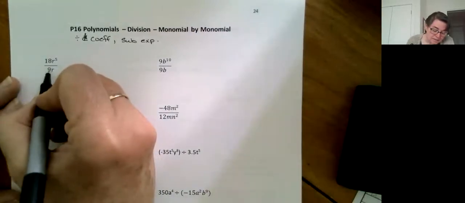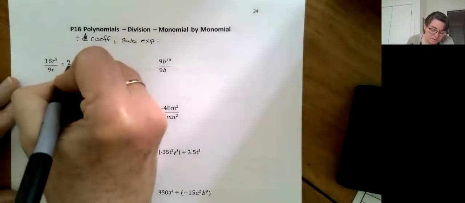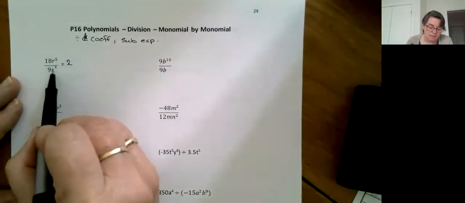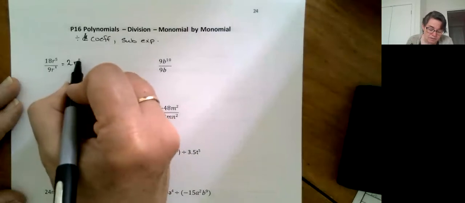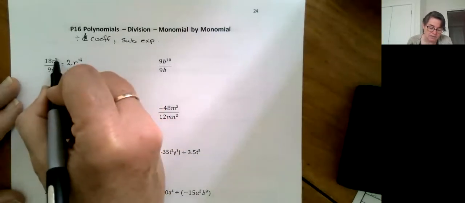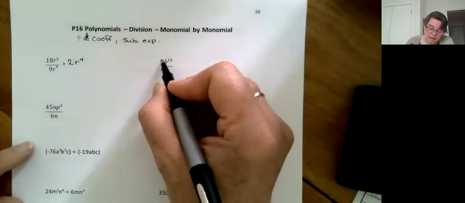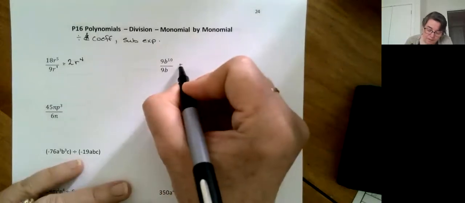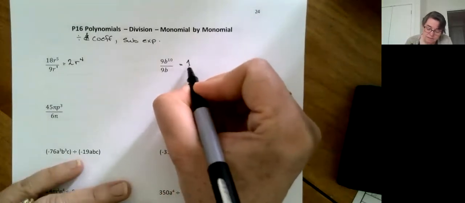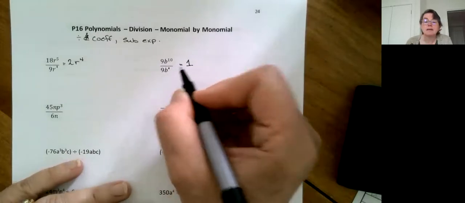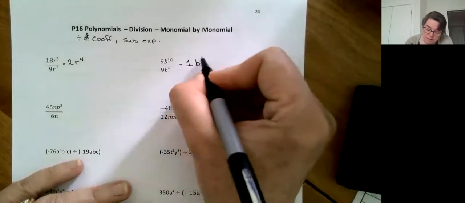So 18 divided by 9 is 2. And I'm going to put that 1 in there for you. R to the 5th divided by R to the 1st is going to be R to the 4th. So you're always subtracting 5 minus 1, top minus bottom. Remember that? It's not big minus little. It's top minus bottom. 9 divided by 9, anything divided by itself is 1. And B to the 10th divided by B is going to be B to the 9th.